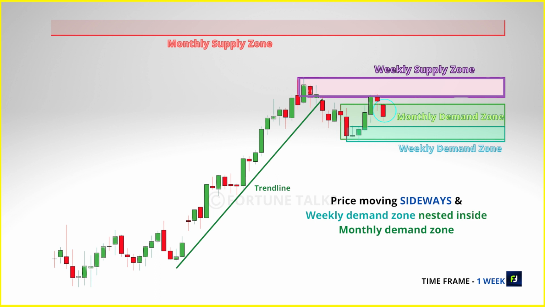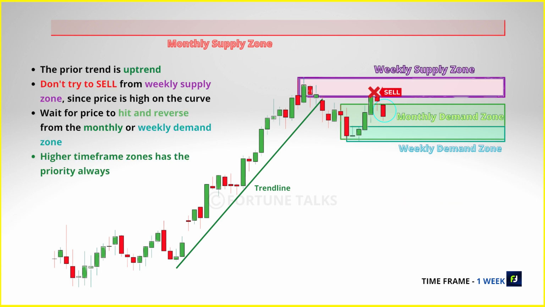So what we have on the monthly chart is that the price is at the low or the equilibrium area in the curve and the overall market is uptrending. But on the weekly chart, the price is moving sideways with a weekly demand zone nested inside a monthly demand zone. So if you think of selling when the price tests the weekly supply zone, then you are actually trading against the higher time frame trend, which is not our objective. So as we said in the beginning, the higher time frame always prevails.